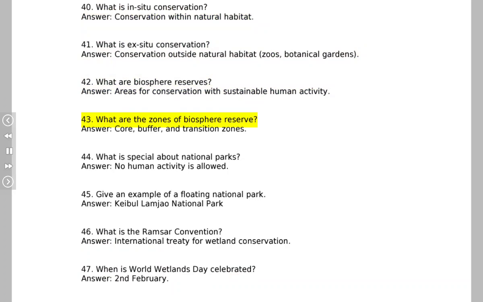43. What are the zones of biosphere reserve? Answer. Core, buffer, and transition zones. 44. What is special about national parks? Answer. No human activity is allowed. 45. Give an example of a floating national park. Answer. Keibul Lamjao National Park.